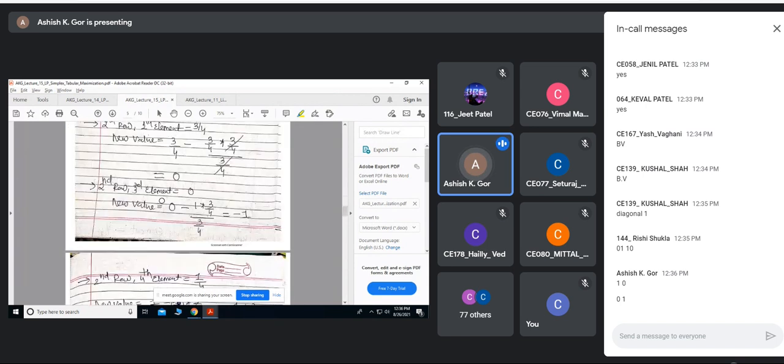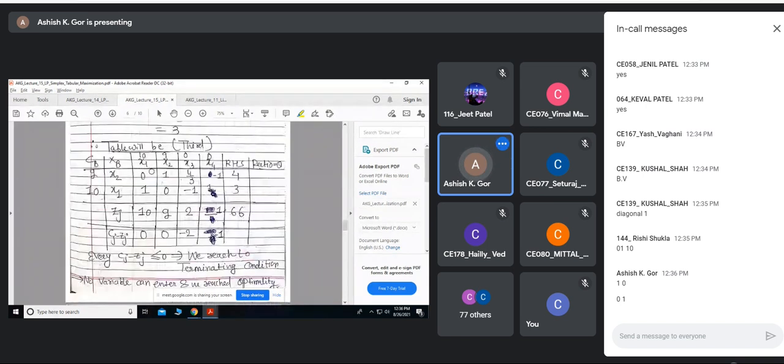Same way, if you see the third table, under x2 there will be 1, 0, and under x1 there will be 0, 1. See, this table can be large. The number of basic variables can be 3 if you have 3 constraints. In that case there will be a 3 cross 3 identity matrix that will come into the picture.